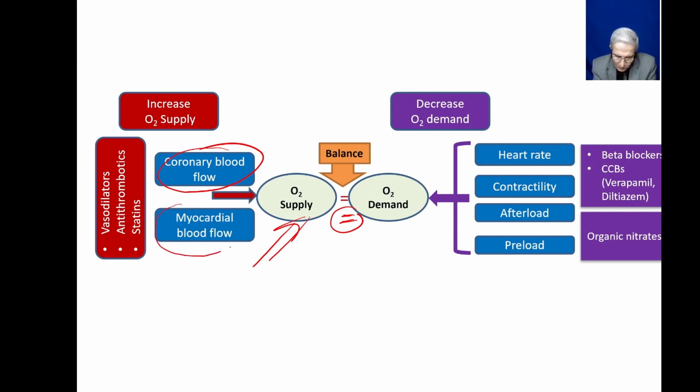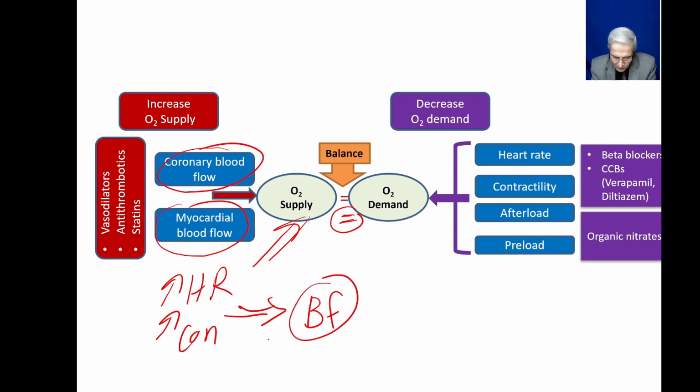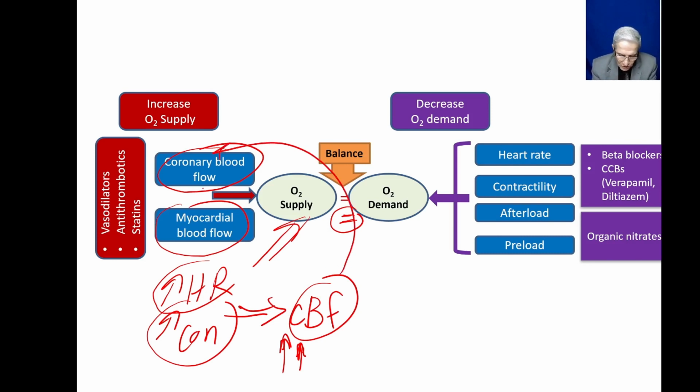The myocardium. When the heart increases its work, with increased heart rate or increased contractility, that means we need more blood flow. We need the coronary blood flow to increase to meet the need of the heart. So when you have increased heart rate and increased contractility, the result will be increased coronary blood flow through the coronary artery, which provides blood flow to the heart.